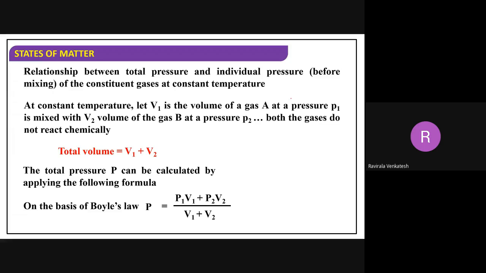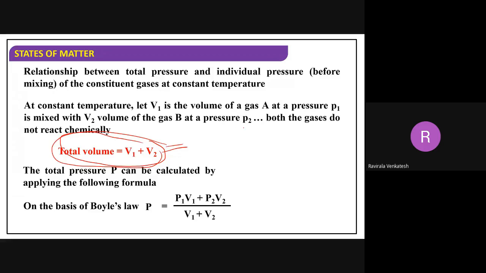One more formula is actually not in your textbook, but it is useful. According to Boyle's law, when you derive the formula, P1V1 is equal to P2V2. In that case, to get the total pressure, you also have to consider the total volume, V1 plus V2. The total volume you must consider.